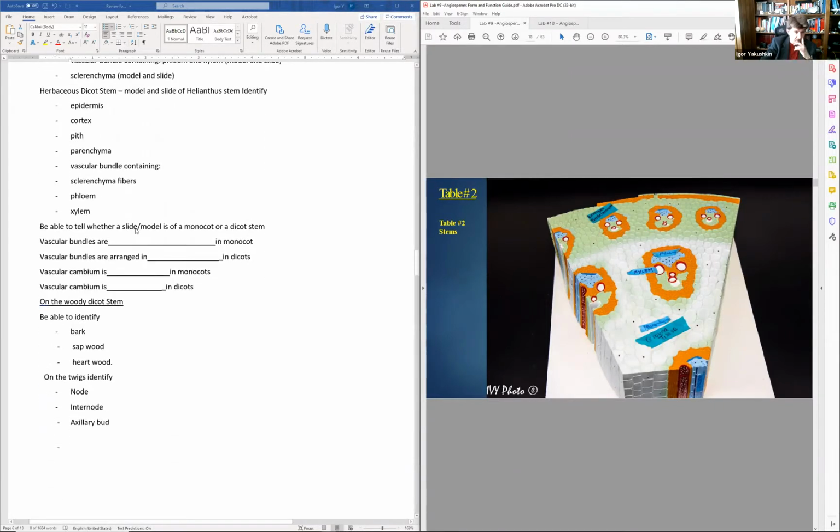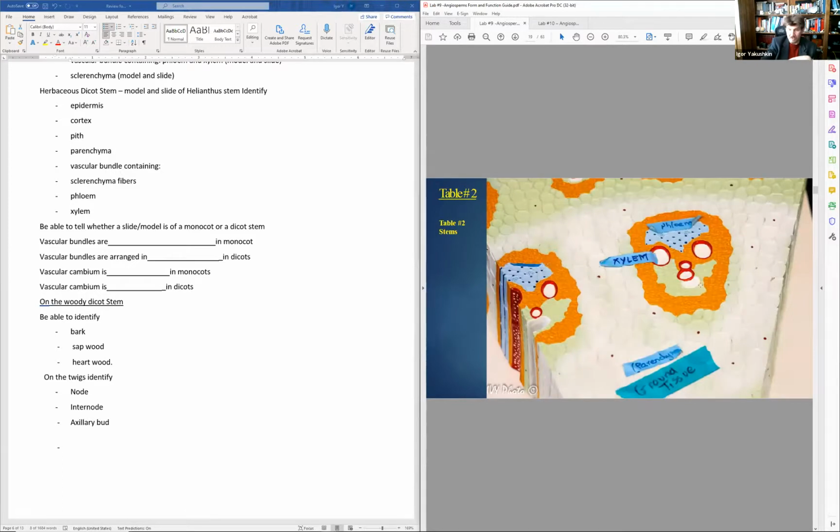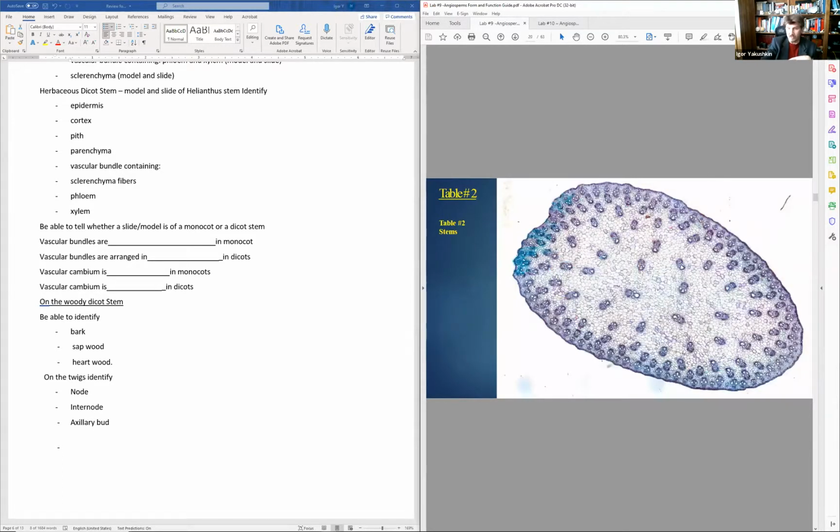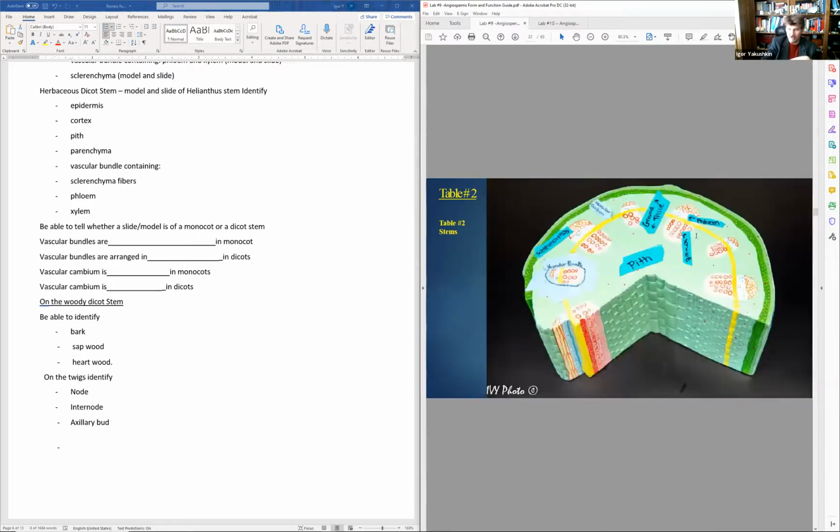Be able to tell a monocot from a dicot. When the vascular bundles are scattered throughout, that's a monocot right here. That's a monocot again, vascular bundles spread throughout. And in the dicots, the vascular bundles will be arranged in a nice ring, clearly separating the pith from the cortex.